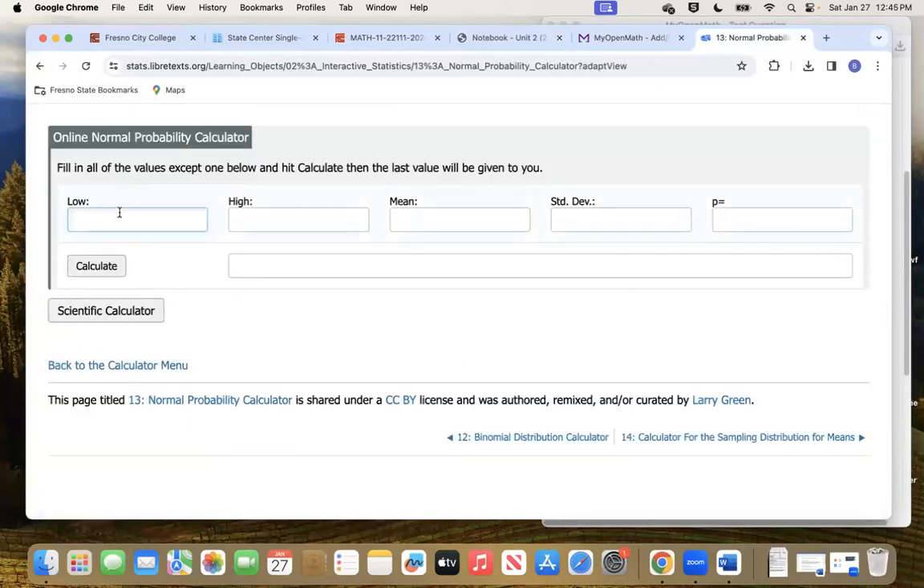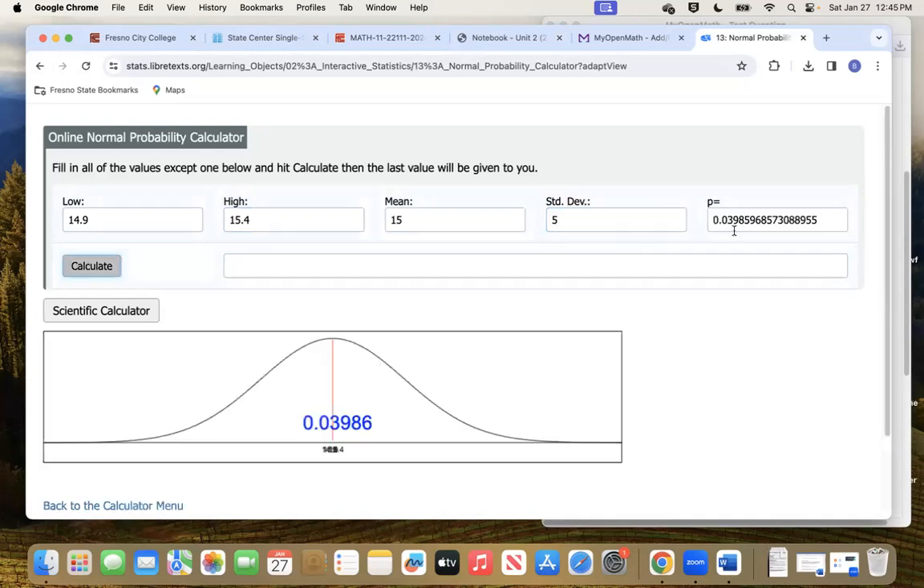Okay, the low is 14.9. The high is 15.4. The mean, what was the mean? 15. The average is 15. The standard deviation. Now, which standard deviation do you use? I'm going to use the 5 because we're talking about just one person. We're just grabbing one person at random and saying, what's the chance that they're going to drink between a low of 14.9 and a high of 15.4 ounces of coffee per day? Calculate. Probability, 0.039.